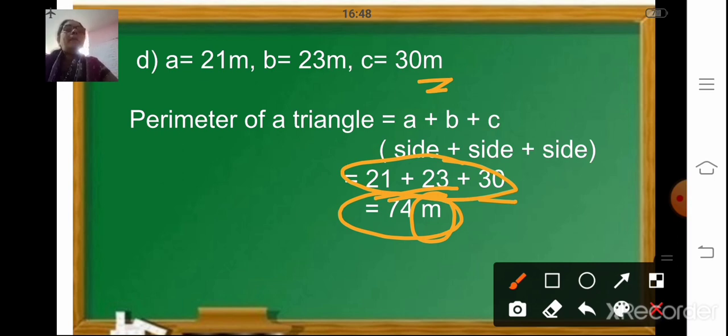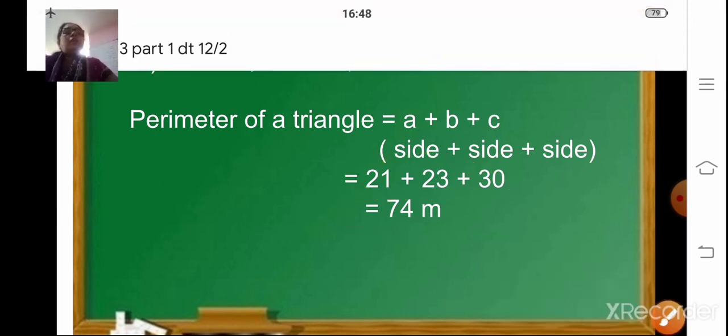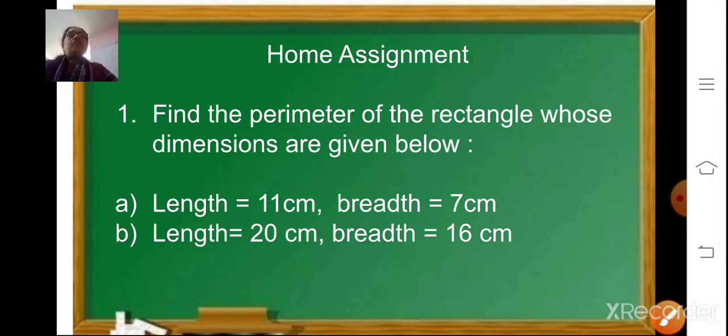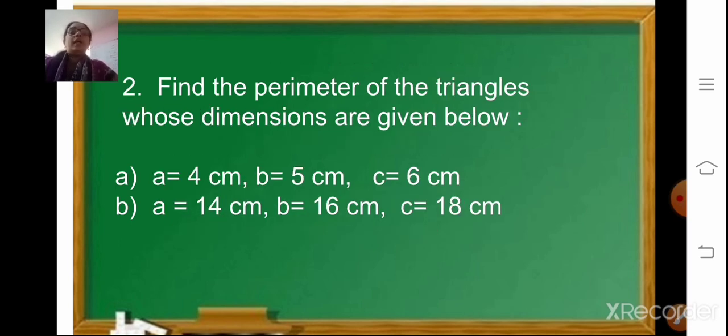Okay. Now based on this, home assignment sums where you have to find the perimeter of a rectangle, 2 sums which you have to do in your homework part, and also to find the perimeter of a triangle whose sides are given. Okay, so that's all for today, children.